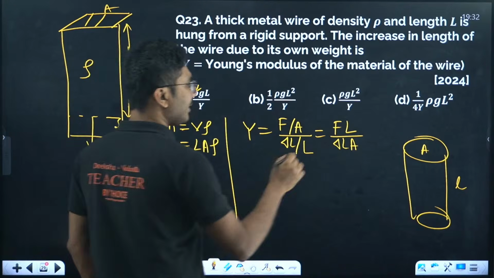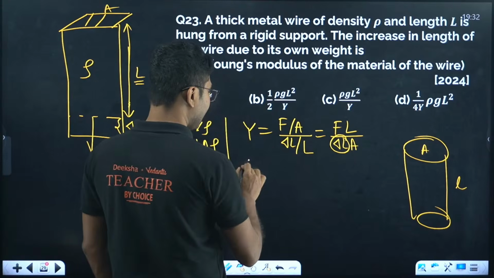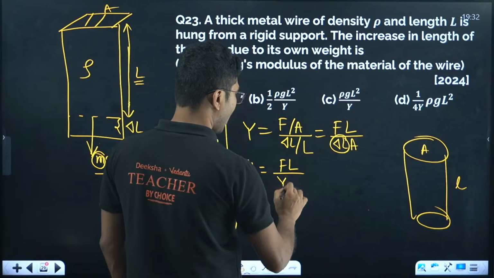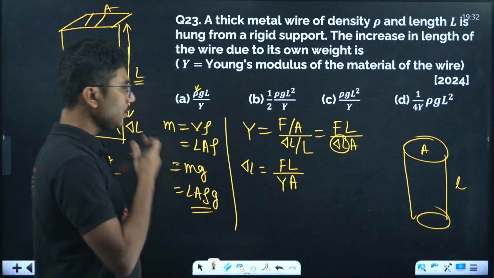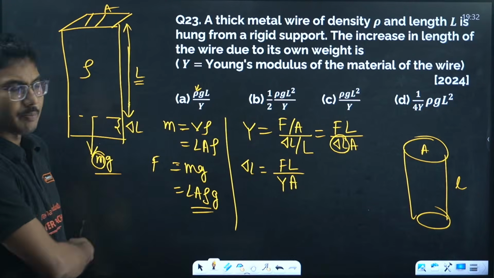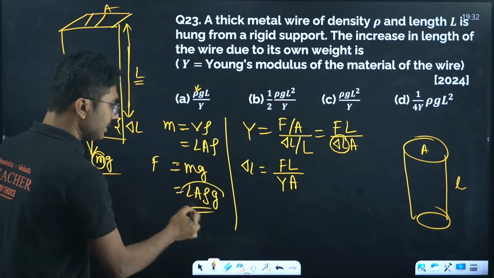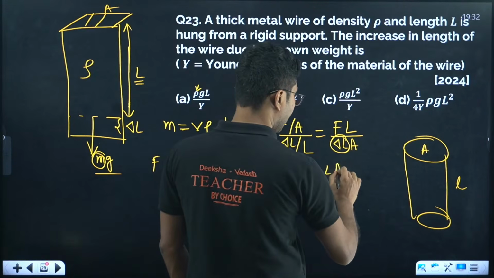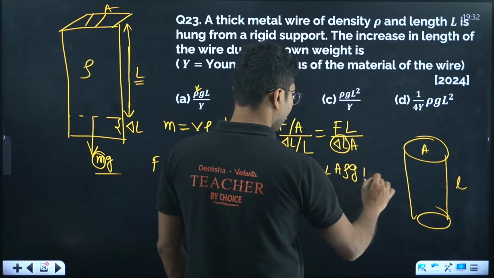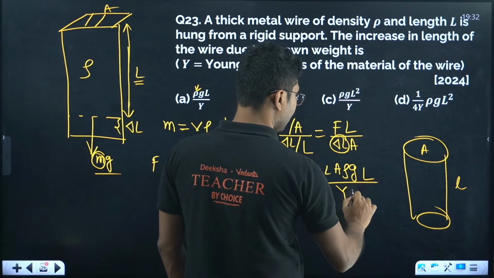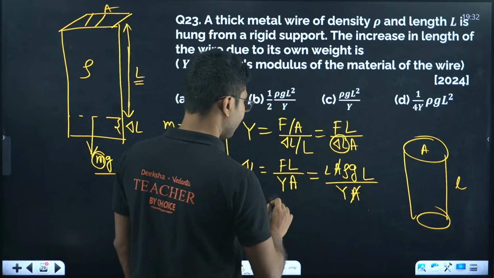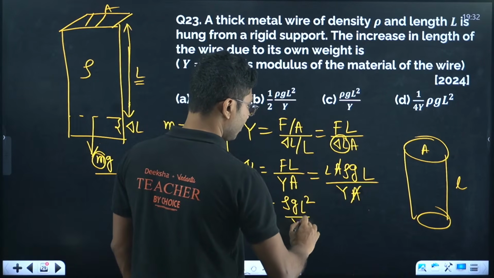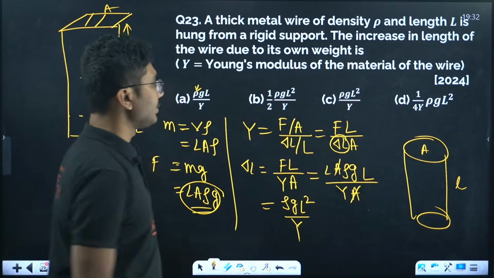Now we are trying to find the change in its length. Change in its length is given by F into L divided by Y into A. Now put this force in this and simplify, that's it. So rho A G into L divided by Y into A, the A cancels, and you get rho G L square upon Y.